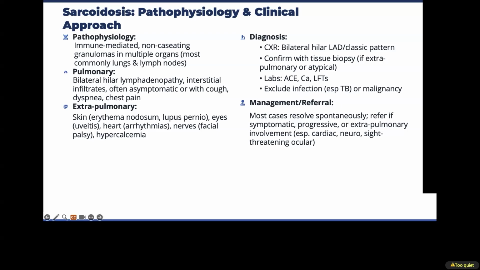So there can be some extrapulmonary involvement. Sarcoidosis is systemic in nature. So you might see skin show erythema nodosum. The eyes might have uveitis. The heart can have conduction abnormalities. The nervous system might have like a facial nerve palsy.